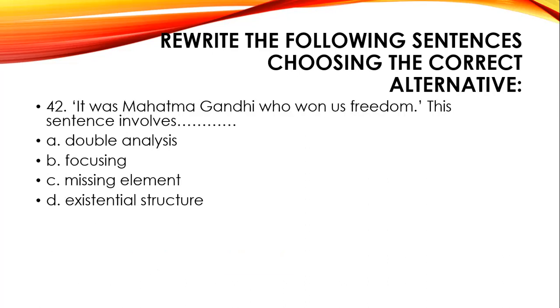It was Mahatma Gandhi who won us freedom. This sentence involves option A, double analysis, option B, focusing, option C, missing element, option D, existential structure. And the correct answer is option B, focusing. So it was Mahatma Gandhi who won us freedom. This sentence involves focusing. It is a cleft sentence.